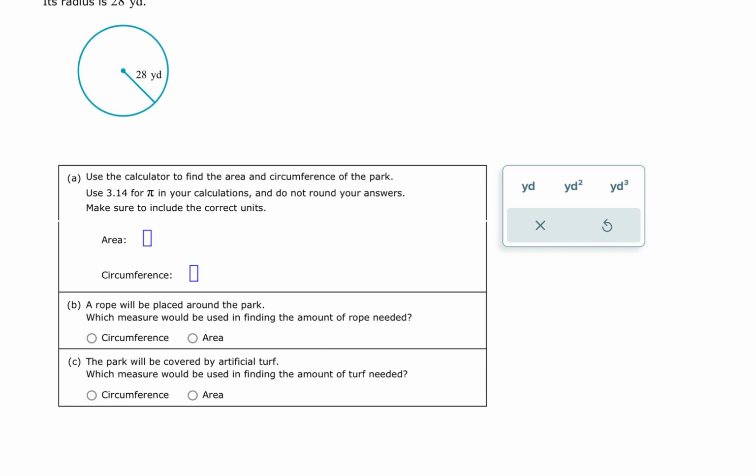One more example. The figure below shows a circular park. Its radius is 28 yards. So same thing, we're going to find its area and circumference. This one wants the area first, which is pi times the radius squared. We know the radius is 28, and we just need to multiply 28 squared times pi. I'm going to find out 28 times 28 first. 64, 16 and 6 is 22, 16, 5. So 784.